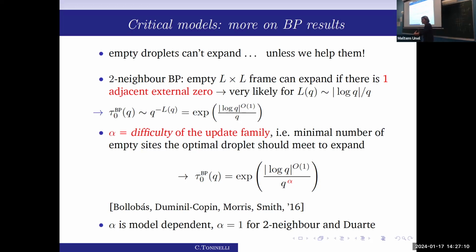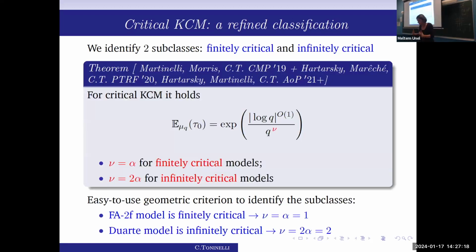The difficulty is the minimal number of additional external empty sites that I have to add in order to allow the motion. I don't want to enter into the details, but it's like what happened in the supercritical case. What I wrote before is for the deterministic bootstrap dynamics. For the stochastic ones, again, we have to refine the universality classes in order to catch the correct behavior.